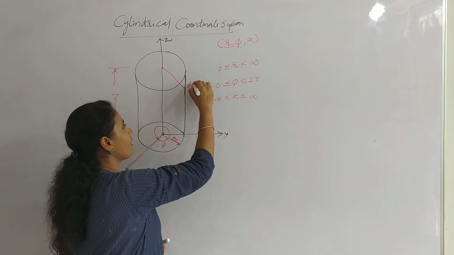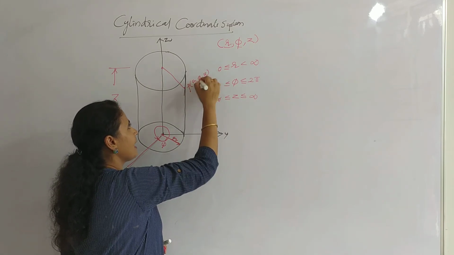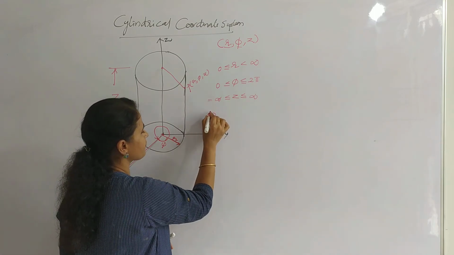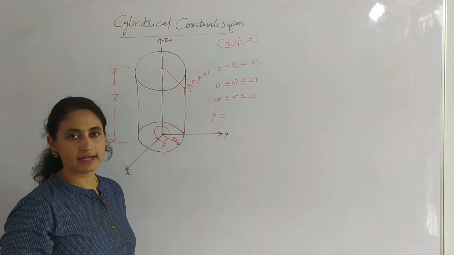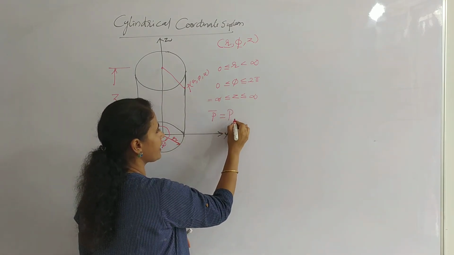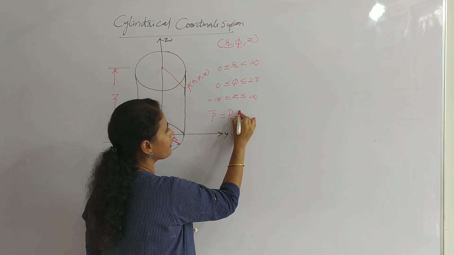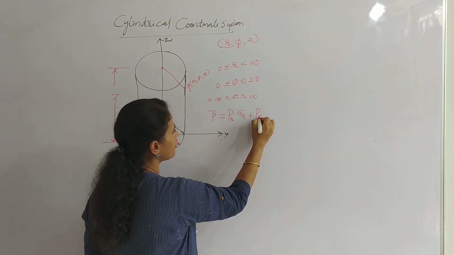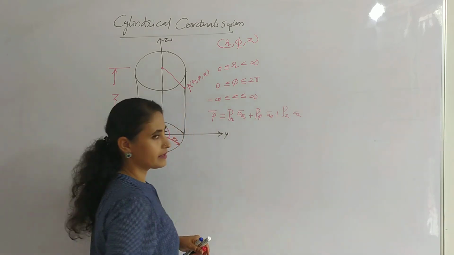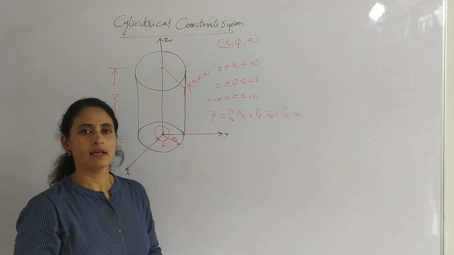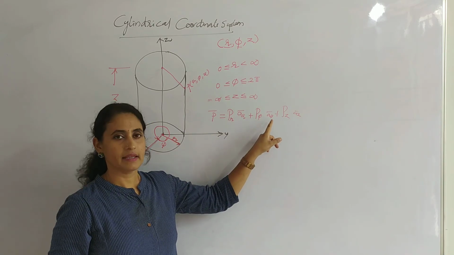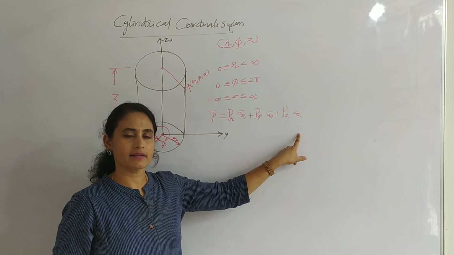The surface and the coordinates are r, phi and z. And how do we write a vector in this form? The vector in the cylindrical coordinate system is written as a magnitude along AR, a magnitude along A phi, and a magnitude along AZ. I want to introduce the unit vectors in the cylindrical coordinate system: AR, A phi and AZ are the unit vectors.